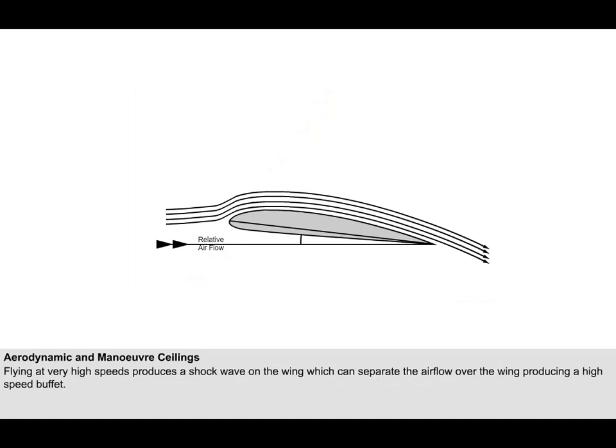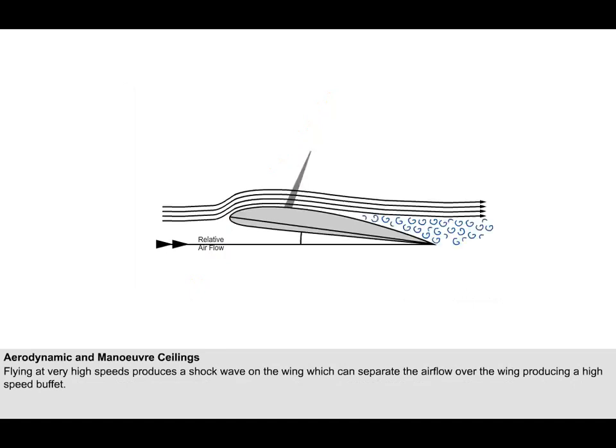A similar buffet can occur at high speed. At very high speeds, close to the speed of sound, the compressibility of the air ahead of the aeroplane leads to the formation of shock waves or high-pressure waves. These shock waves create a disturbance to the flow of air over the wing, causing it to separate and create turbulent eddies. Similarly to the low-speed buffet, these eddies will buffet the elevator. This phenomenon is called the high-speed buffet, and the Mach number for the high-speed buffet decreases with altitude.